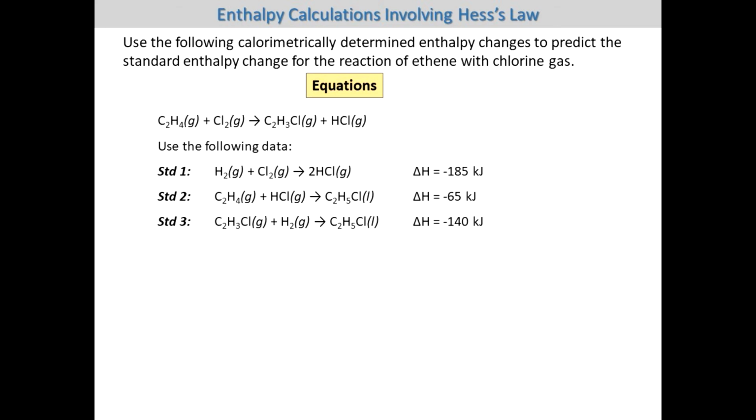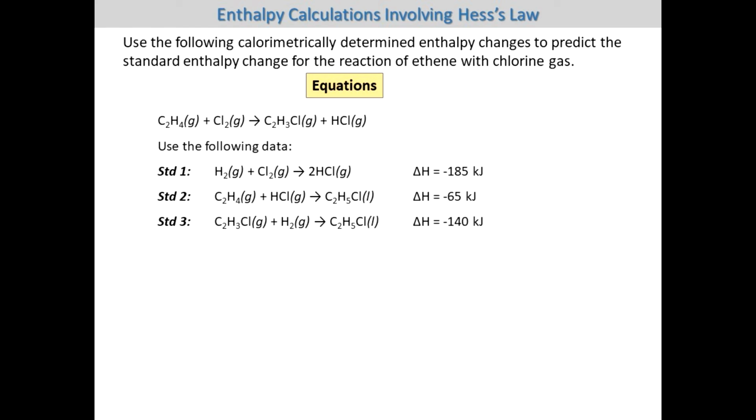Let's do a second problem. Use the following calorimetry data to predict the standard enthalpy change for the reaction of ethene with chlorine gas. We show you the target equation. It's ethene plus chlorine, and we get the corresponding products.